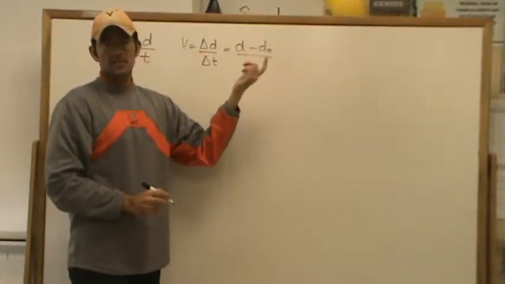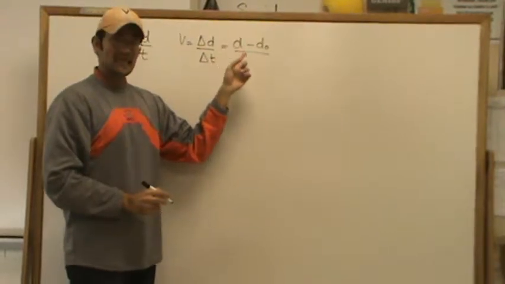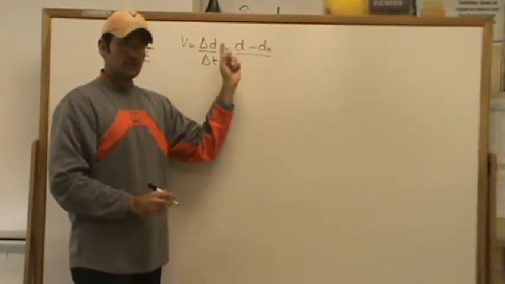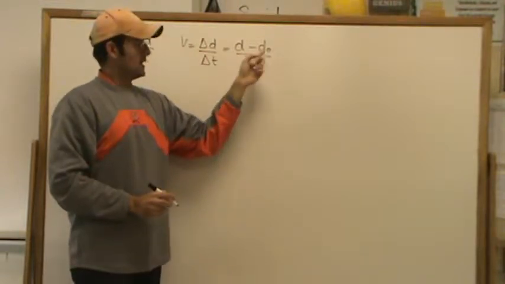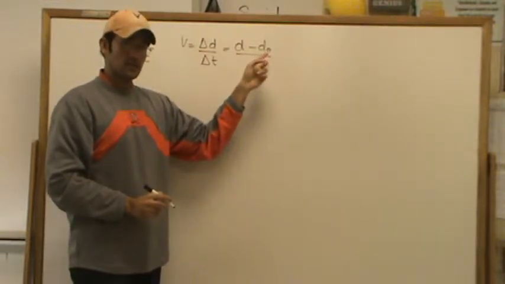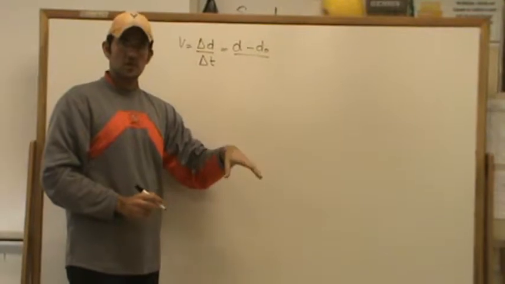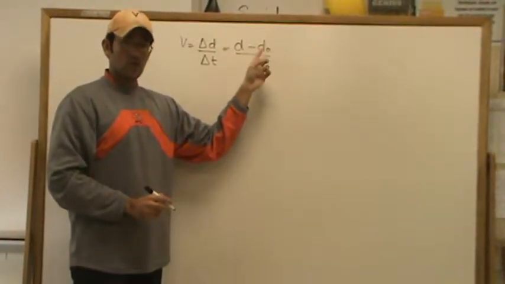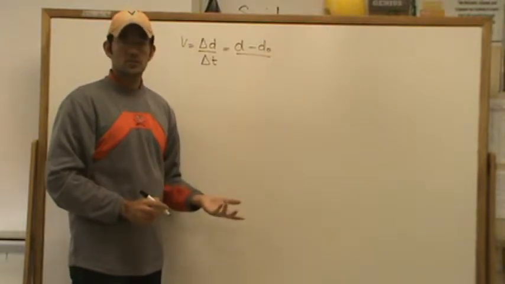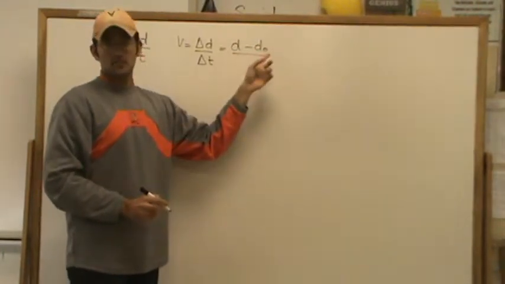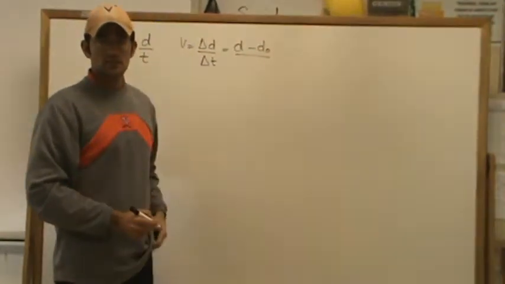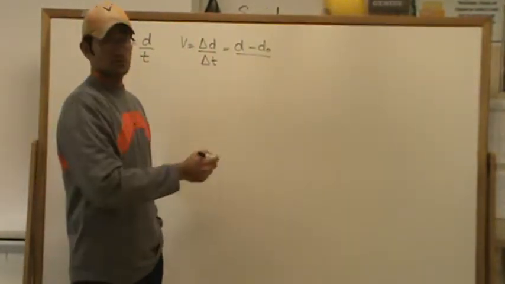Some authors, some textbooks, some teachers will write df for final displacement and di for initial displacement. I'm just going to write d for final displacement, and whenever I want to talk about initial displacement, initial velocity, I'm going to put a 0 as a subscript, and that's called a naught, as in you're tying a knot in your shoelace. So that's d naught. That just means initial displacement. That means final displacement. And your change in time is written the same way, final time minus your initial time.